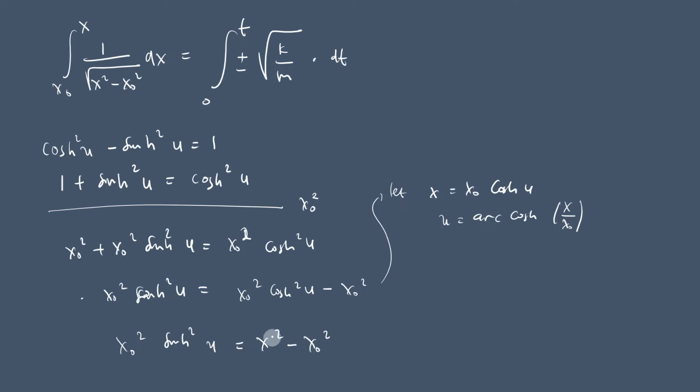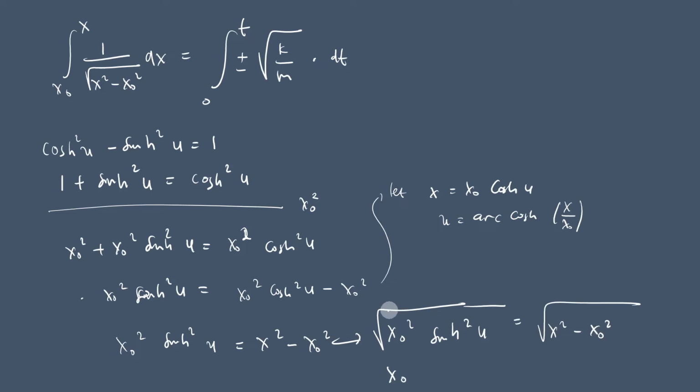We substitute this as x. We take the square root, then write it again. x0 squared sinh squared u equals x squared minus x0 squared, and we remove the square on this side like this: x0 sinh u equals the square root of x squared minus x0 squared. Go to the next slide, and we can write dx/du equals x0 sinh u, and dx equals x0 sinh u du.